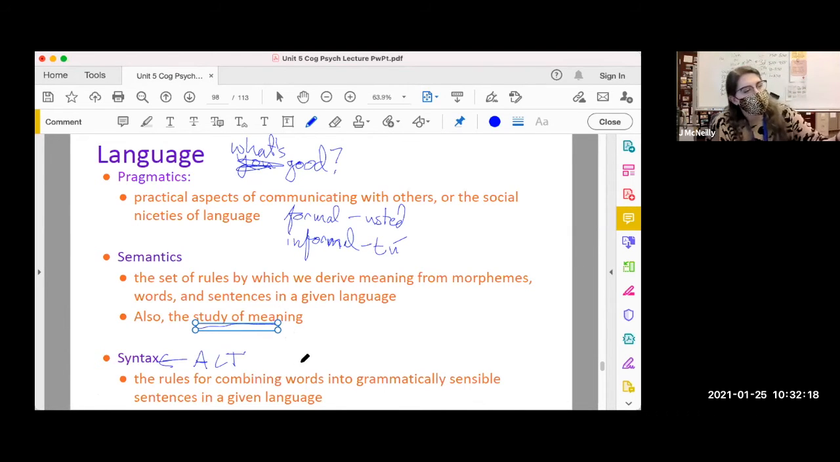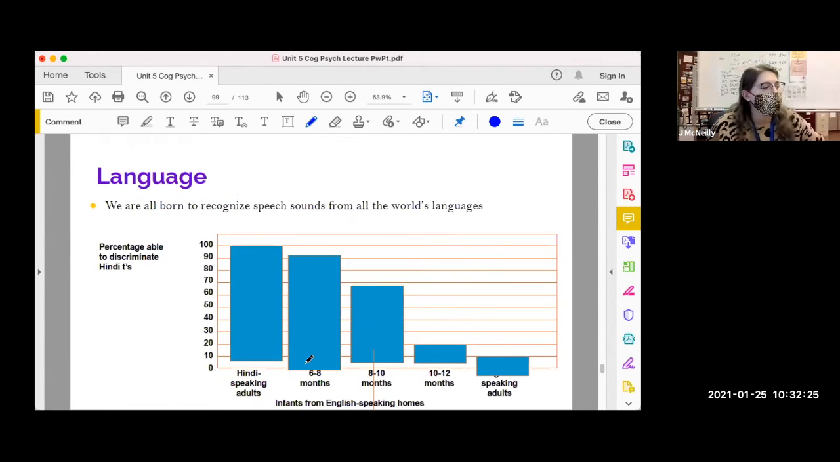Now, like I was saying before, language is much more difficult to learn later in life. And in fact, the younger you learn it, the more you can pick up, not only on the language itself, but the different inflections and pragmatics of it.